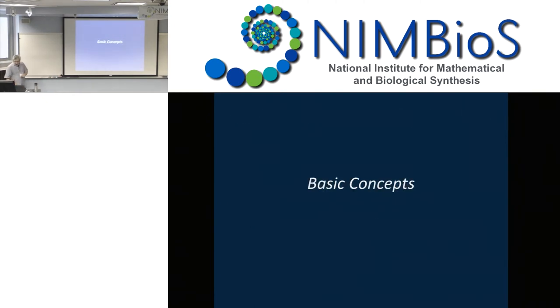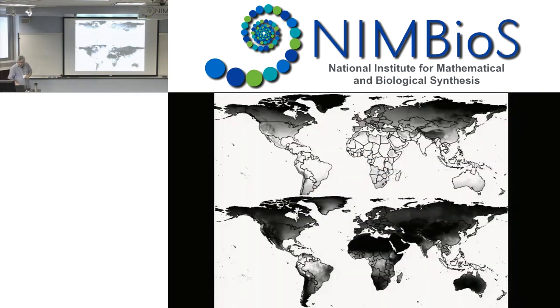Okay, so let's talk some basic concepts. And the first one we need to talk about is what we call the Hutchinsonian duality. That's a couple different maps of the world. In this case, a map of temperature and a map of precipitation. And species respond, the idea of this duality is that they respond to both the geography and the environment.